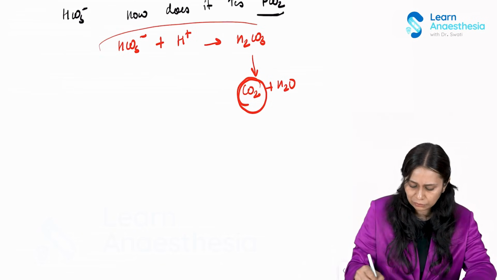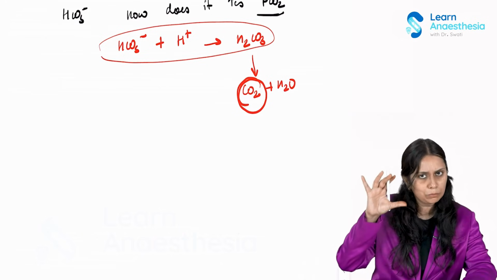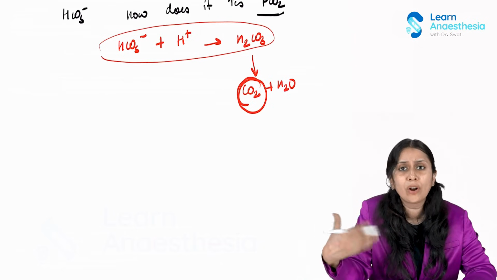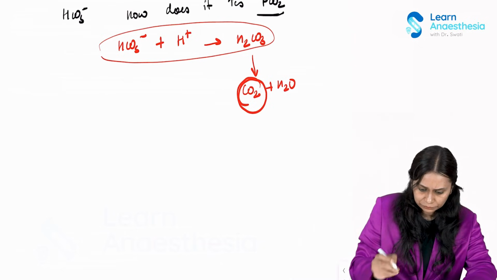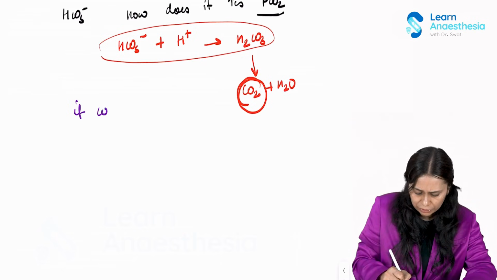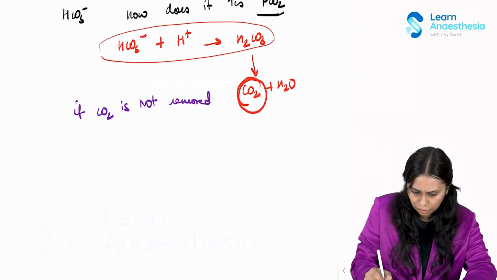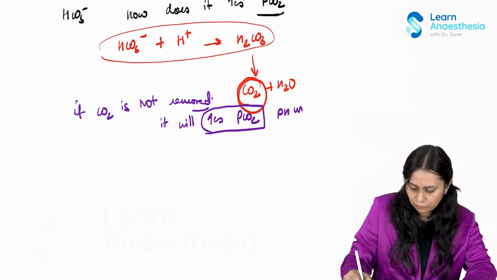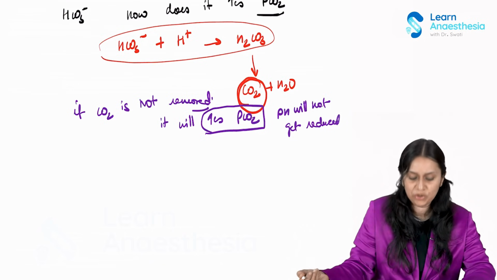This reaction will get affected, and the effect we want on the pH through the bicarbonate therapy we will not get, right? If CO2 is not removed, it will increase the PCO2, and the pH will not get reduced, so our aim will not be achieved.